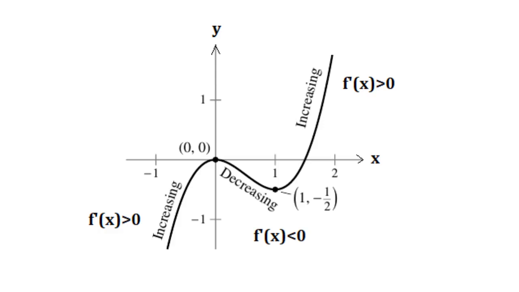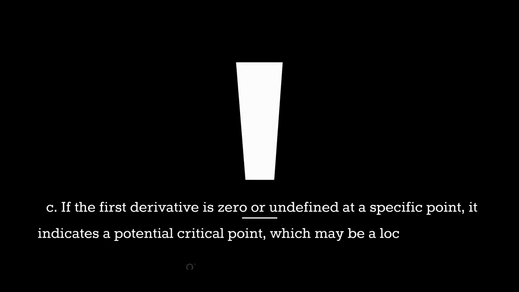B. If the first derivative is negative in an interval, the original function is decreasing in that interval. This means the function is sloping downwards as x increases. C. If the first derivative is 0 or undefined at a specific point, it indicates a potential critical point, which may be a local extremum or a point of inflection.